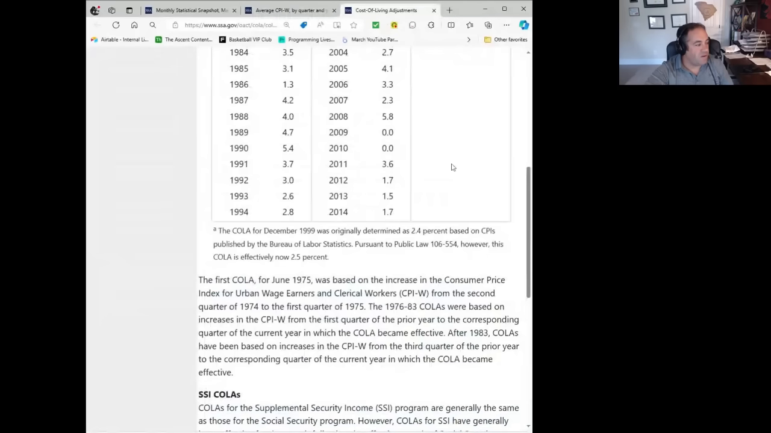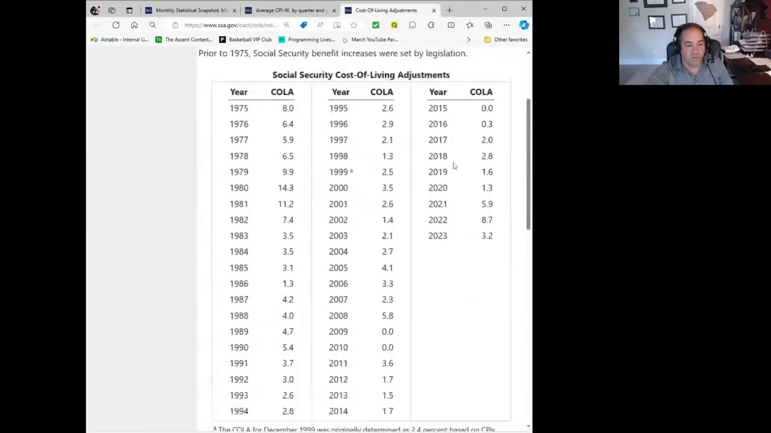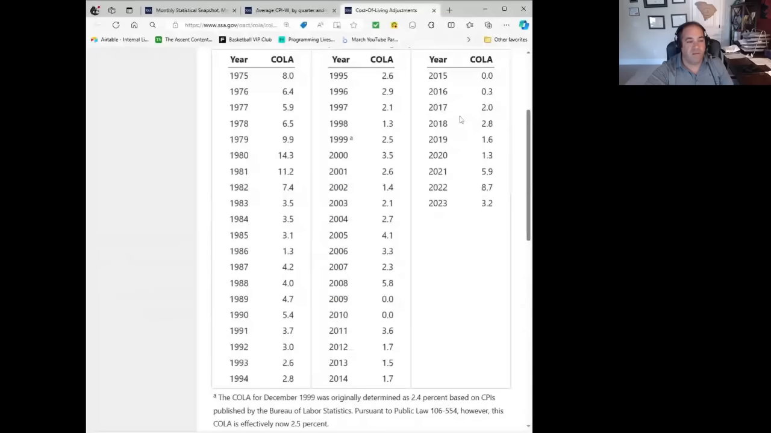I mentioned last year's cost of living adjustment was 3.2%. You can see that right here on your screen. This is a list of every cost of living adjustment that has been given to Social Security beneficiaries since 1975. Why 1975? Because before 1975, cost of living adjustments were not necessarily based on inflation data. They were granted by Congress. They had to be legislated. It required congressional approval. So it's really not an apples to apples comparison to look any further back than 1975.